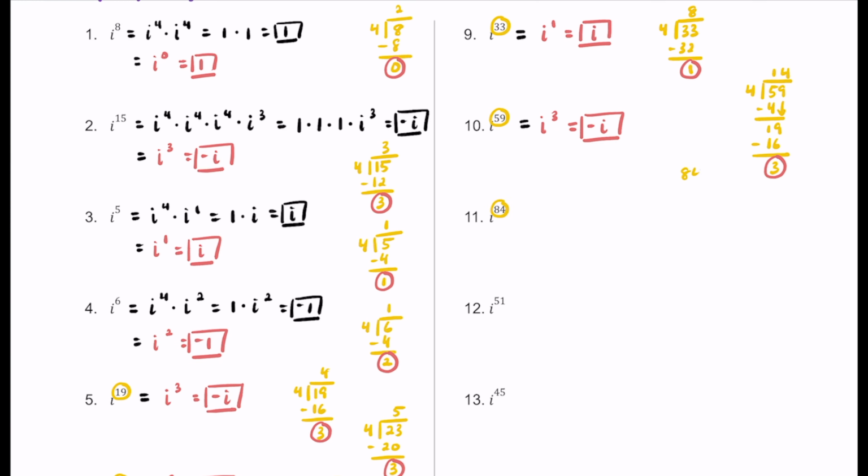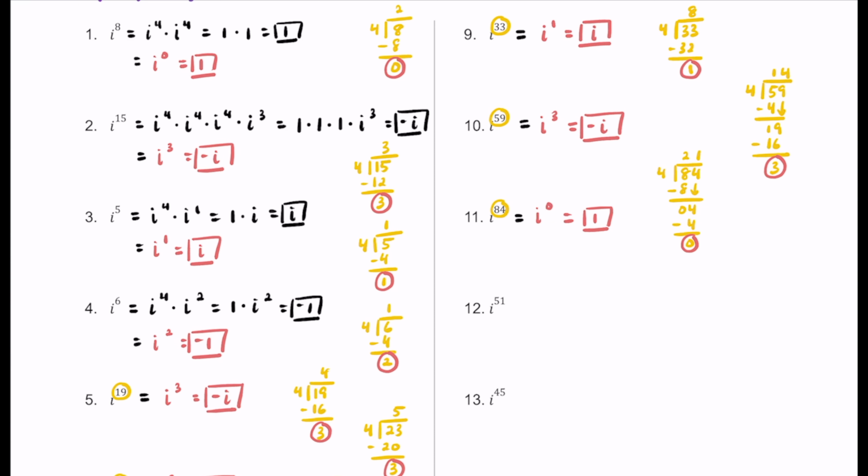For number 11, we have i to the 84th power. So you can take this 84, and let's divide that by 4. 4 fits into 8 2 times. 2 times 4 is 8. 8 minus 8 is 0. Bring down this 4. 4 fits into 4 one time. 1 times 4 is 4. And you get a remainder of 0. So this remainder of 0 means that we can simplify this i to the 84th power down to i to the 0th power. Keep in mind that when you have anything to the 0th power, in this case, we just get 1. So when you have no remainder, it's always equal to 1.